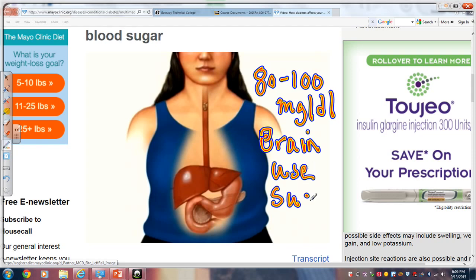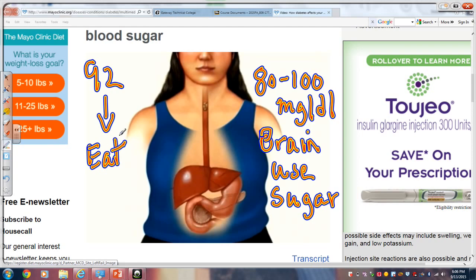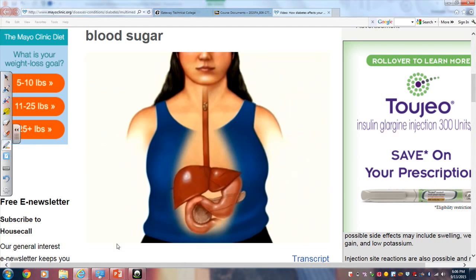So your brain doesn't care what your triglyceride or your cholesterol or your amino acid levels are. What it cares about is blood sugar. So here we go. Let's say, for example, that your blood sugar is 92, and then you eat sugar. In about 15 minutes, your blood sugar is going to go up.